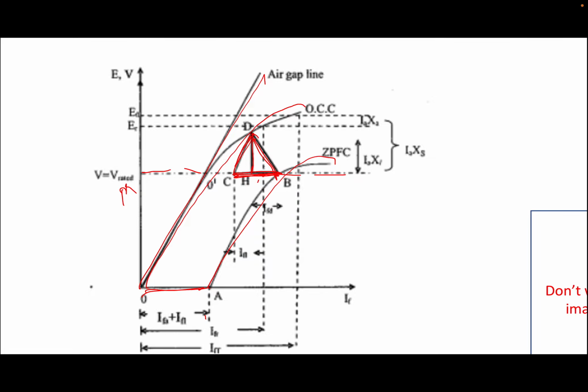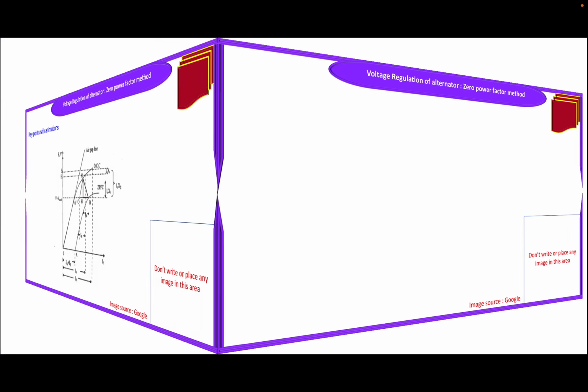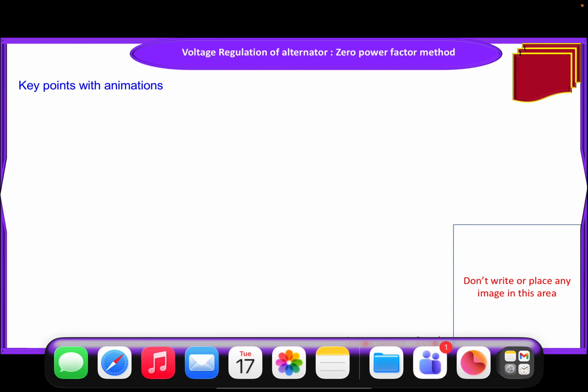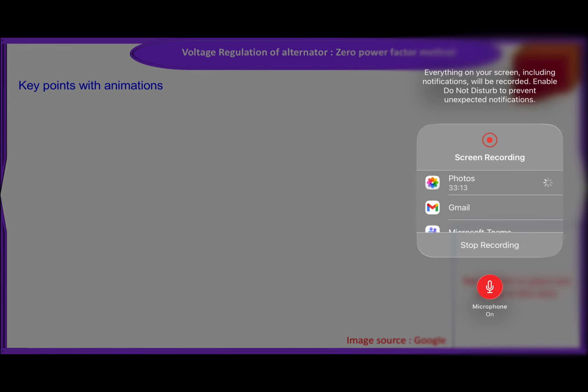find out ER. From that ER, again apply the MMF method, find out IFR, and from the phasor sum of IFR and IFA we will get IFT. This is how we get the conclusions here. So we'll try to solve numericals in the next class.